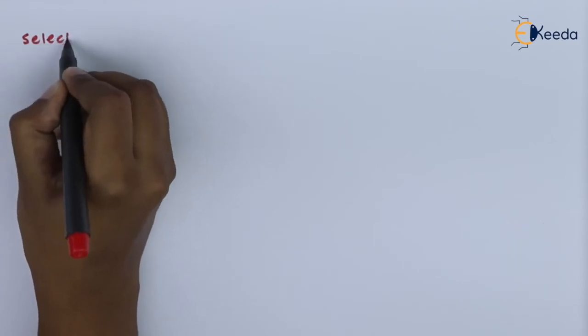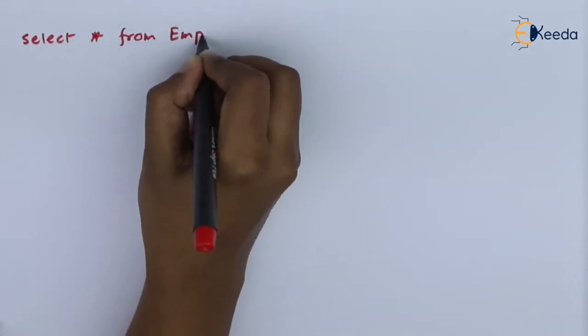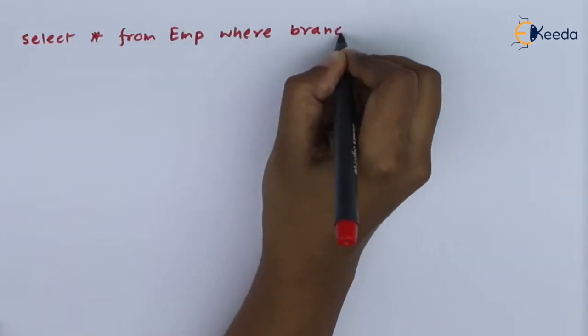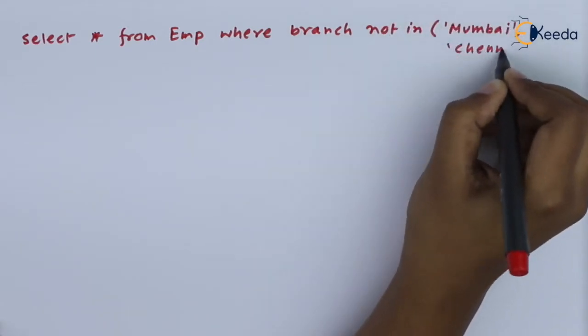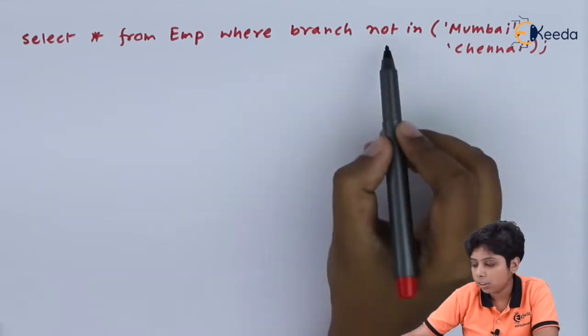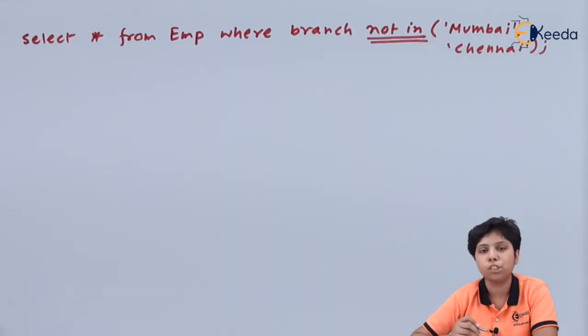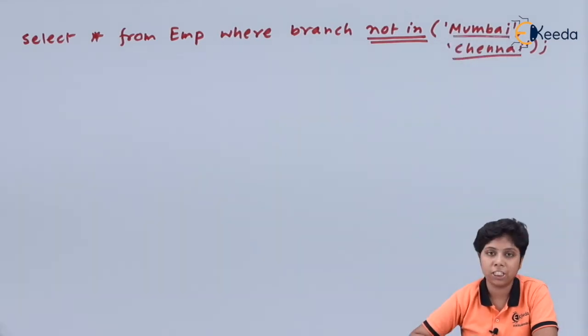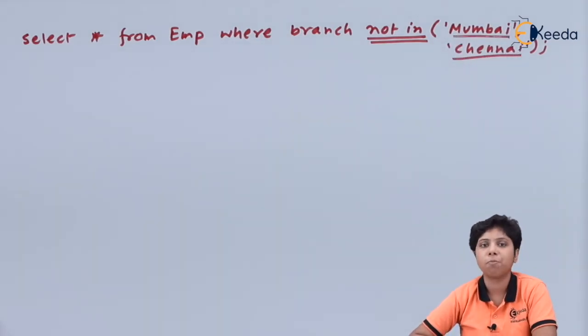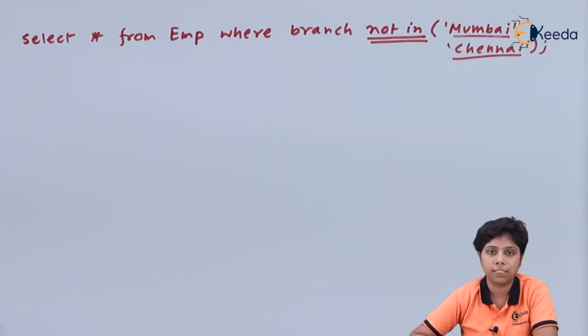Say if the branches from Mumbai and Chennai, the customer names will not be selected. So we can write. So here the not in operator is used to avoid the domain or a constant set of Mumbai and Chennai, and avoiding the set membership of these 2 cities.